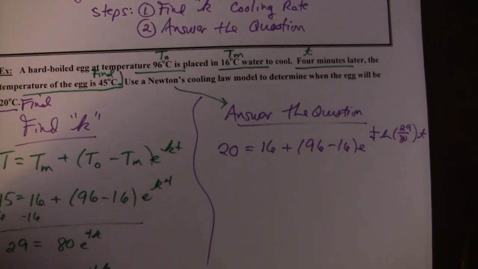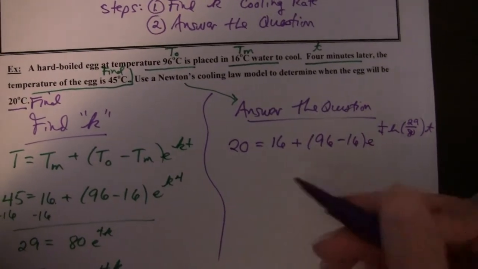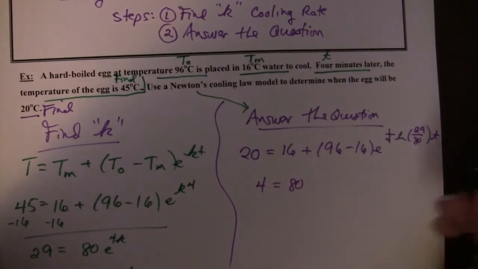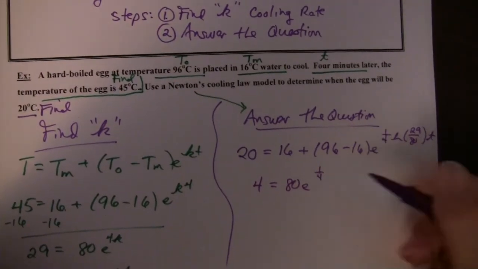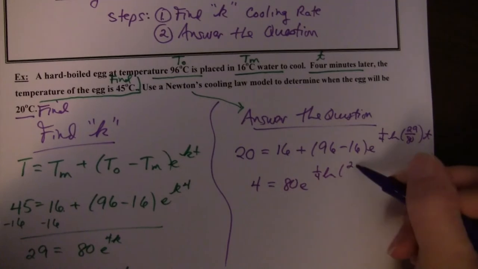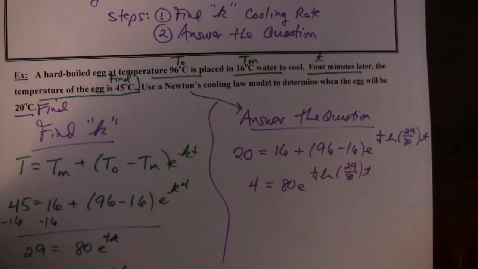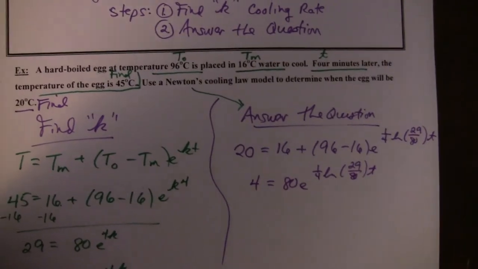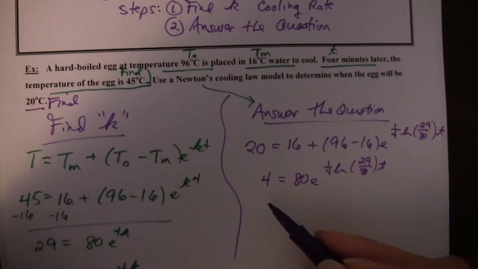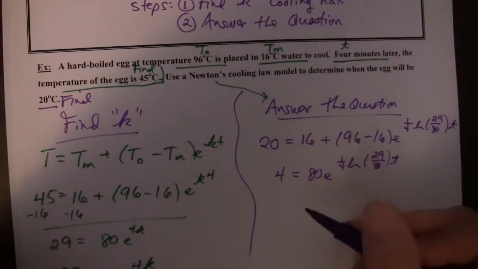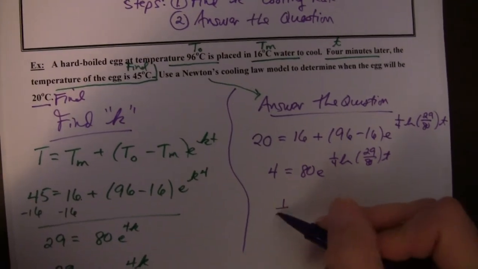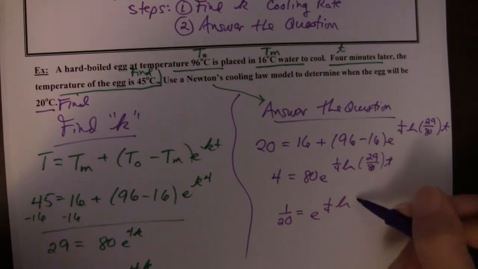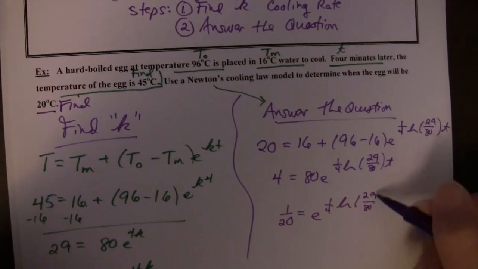So step 1, let's subtract 16. Subtract 16, that's 4 equals 80 e to the 1/4 natural log of 29/80ths t. Okay, and now we could divide both sides by 80. And it's your call whether you want to leave this as 4/80ths or reduce it and make it 1/20th. It doesn't matter for the calculation in the end, but if you math fraction it in your calculator, it'll reduce it for you.